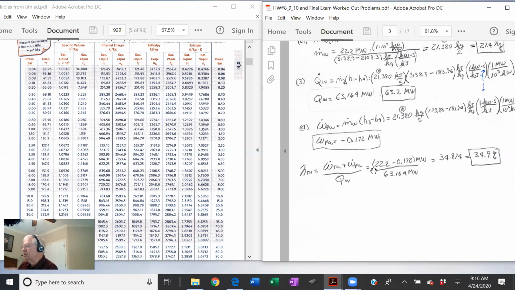But just make sure that the smaller number is algebraically subtracted from the larger number. This is the work of the turbine. This is the work of the pump. You do not add them. They do not combine to get a bigger number. They combine to get a smaller number. And if you go through these calculations, you get the efficiency of that cycle, 34.874. This is in percent now, 34.9%.